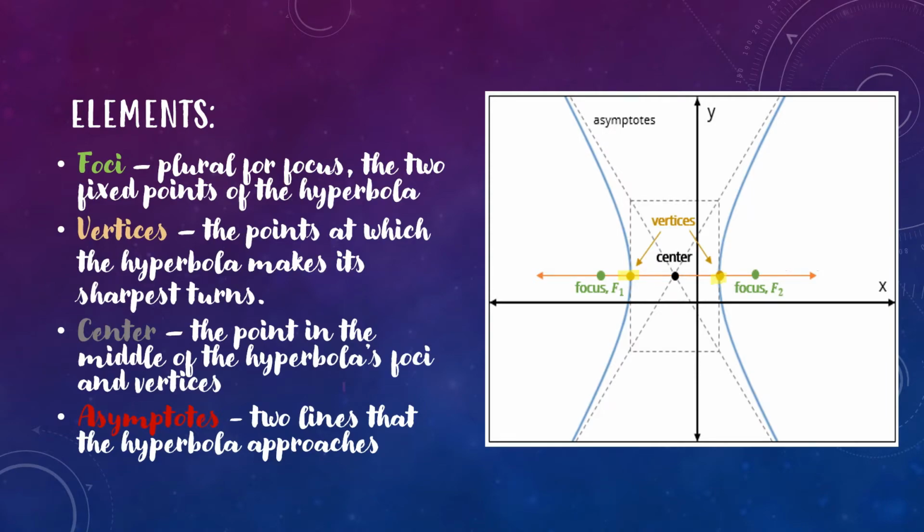Next, we also have asymptotes, two lines that the hyperbola approaches. Kaning broken line diri, these are what we call the asymptotes. These are the lines that the graph of hyperbola approaches but never touches. Dili gyud mo touch ang graph sa atong hyperbola sa asymptotes.